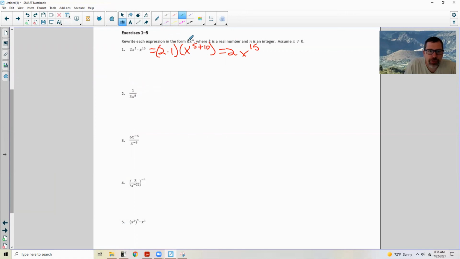Rewrite each expression in the form of k x to the n. So we don't want fractions. So this is going to equal, think of this as 1/3 times 1 over x to the 8. The x is not in parentheses, or the 3, there's no parentheses here, so we can split this up like so. This is going to give us 1 over 3 times x to the negative 8 over 1, which is the same as x to the negative 8 over 3, or 1/3 x to the negative 8.